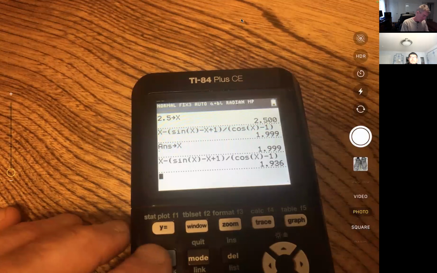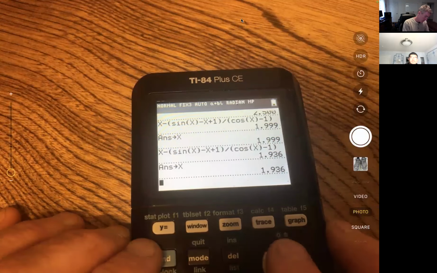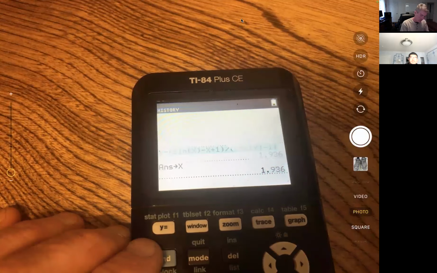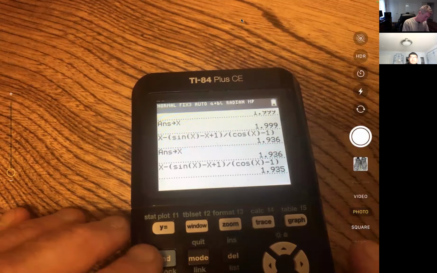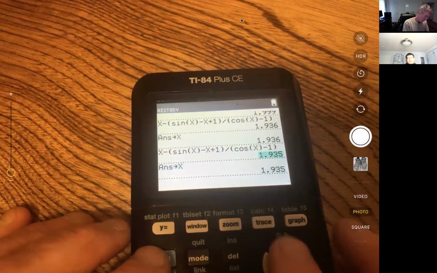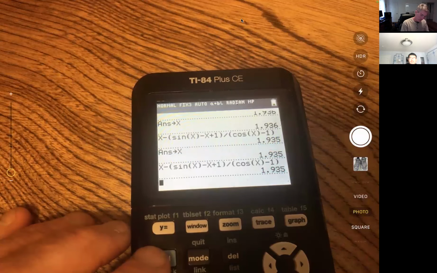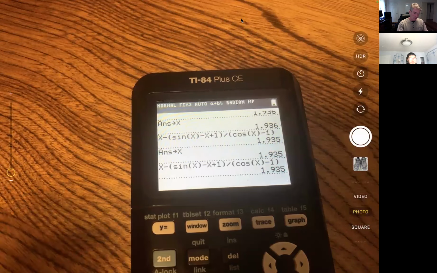Now it's 1936, right before World War II. And then 1935, I think we almost got it. And then store that as x, and do it one more time. All right, there it is, 1935. So that's where the green question mark is.